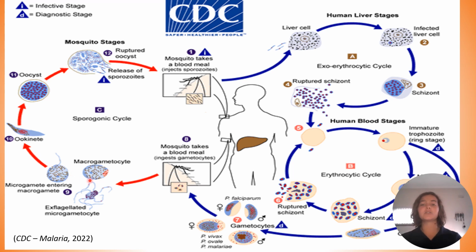The zygotes in turn become motile, elongated ookinetes, which invade the midgut of the mosquito, where they develop into an oocyst. The oocysts grow and rupture and release sporozoites, which make their way into the mosquito's salivary glands. The inoculation of the sporozoites into a new human perpetuates the malarial life cycle.